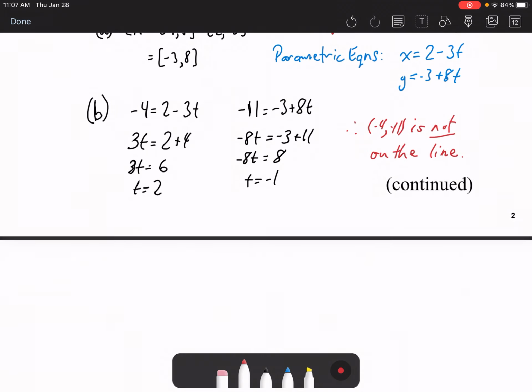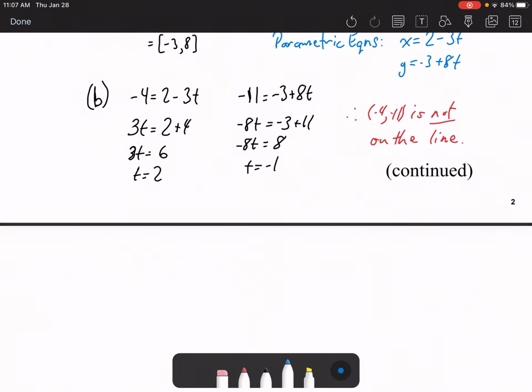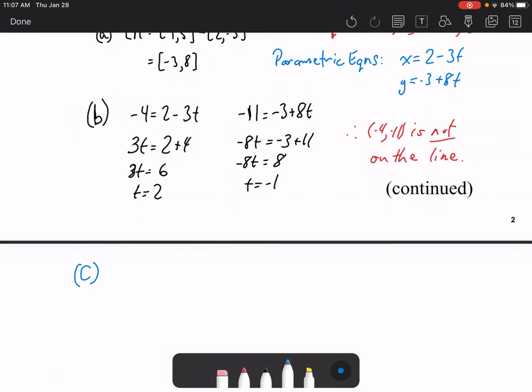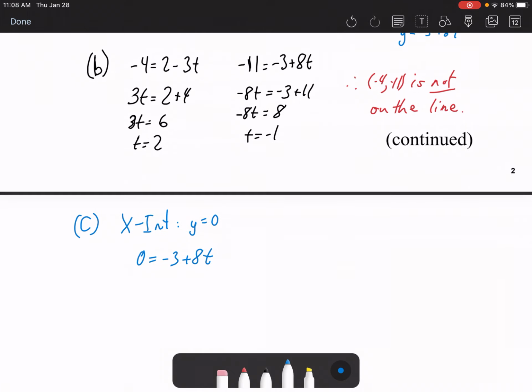So what we can do, however, is find intercepts on this line if they exist. So if I want my x-intercept, I need to find when y equals 0. So I'm going to substitute 0 in for y into my parametric equations, and I'm going to solve for t.